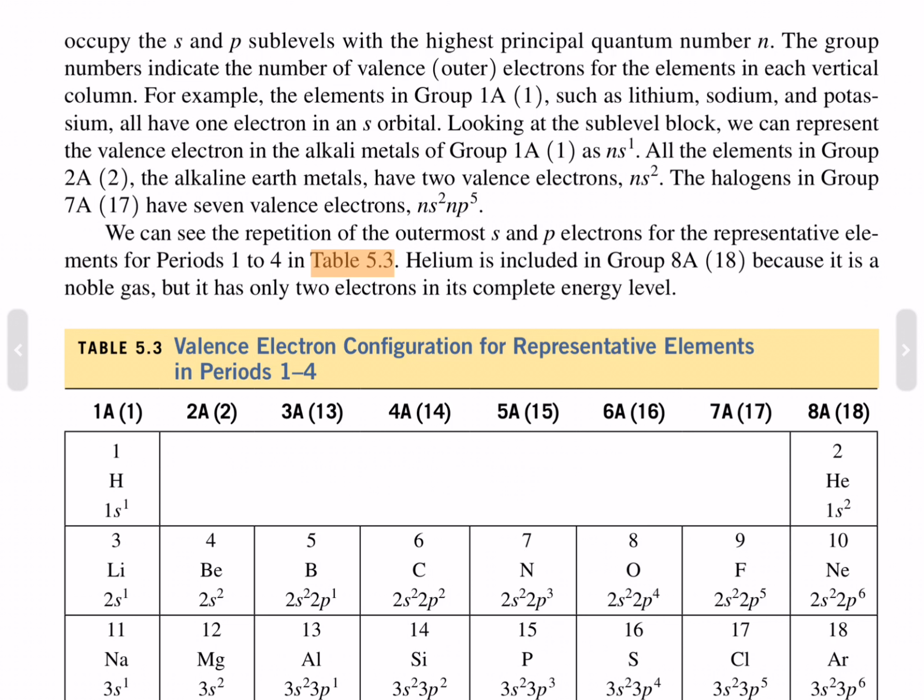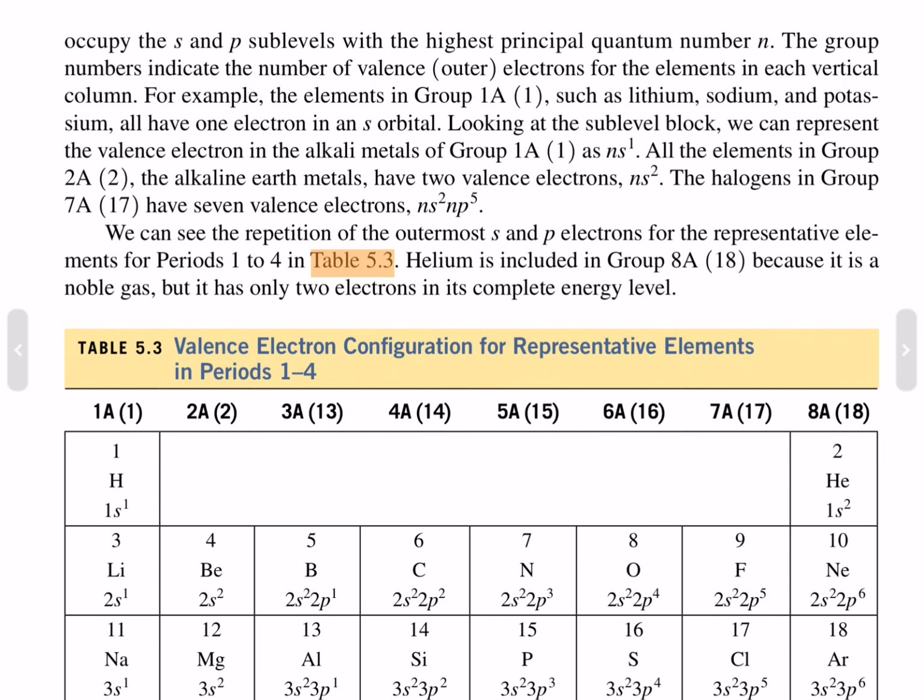For example, the elements in Group 1A, such as lithium, sodium, and potassium, each have one electron in an s orbital. Looking at the sublevel block, we can represent the valence electron in the alkali metal group 1A as s1. All the elements in Group 2A, the alkaline earth metals, have two valence electrons, s2. The halogens in Group 7A have valence electrons s2 p5.